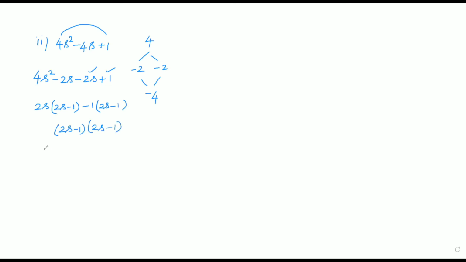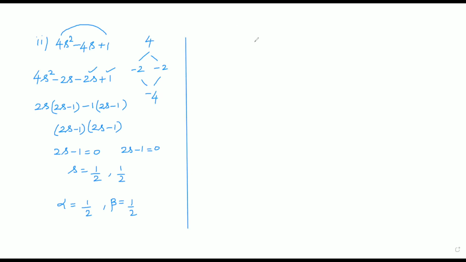So when will this polynomial become 0? When you equate 2s minus 1 to 0 or 2s minus 1 to 0, which will give s as 1 by 2, 1 by 2. So they are equal zeros here. So let us take one of them as alpha and the other one as beta. And once again, let's start doing the verification. So first, let's start the verification with the zeros.